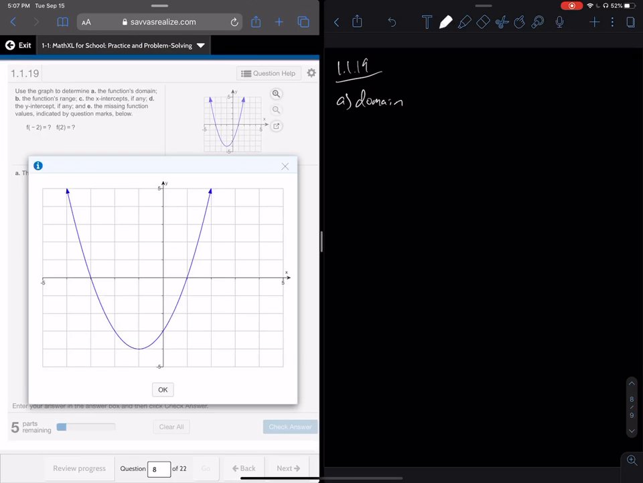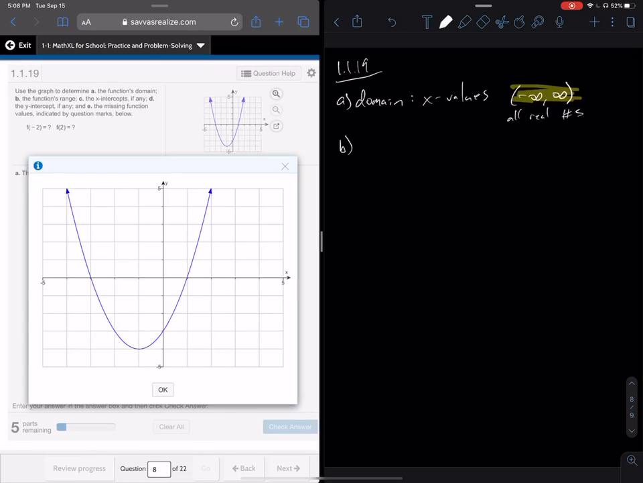Our domain is our x values. So we want to ask ourselves, what x values can we have in this problem? Looking left to right, can I plug any number in here? Yes. The arrow is going to keep going up and left forever, and the arrow to the right is going to keep going up and to the right forever. So my domain in interval notation would be negative infinity to positive infinity. We could also say that it's all real numbers.